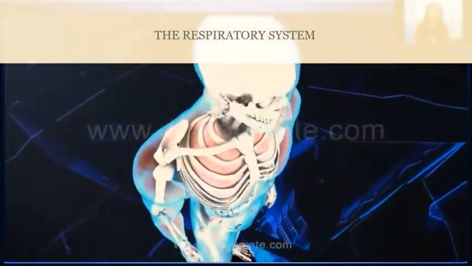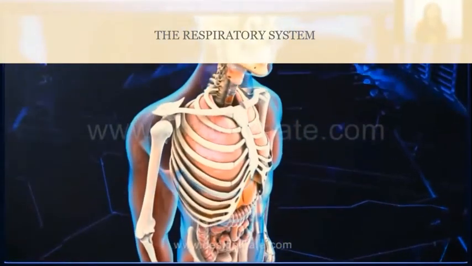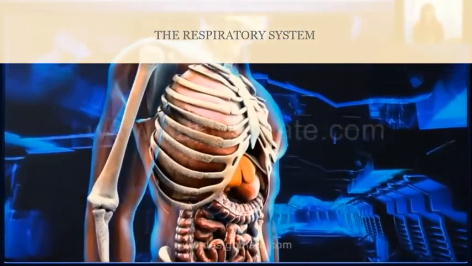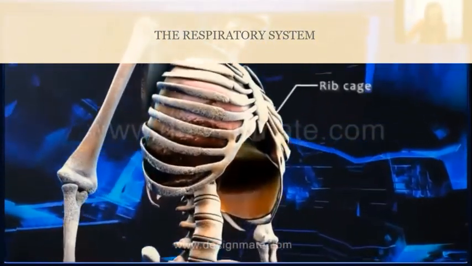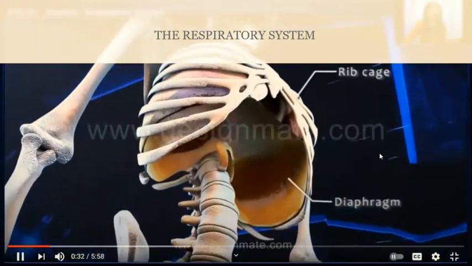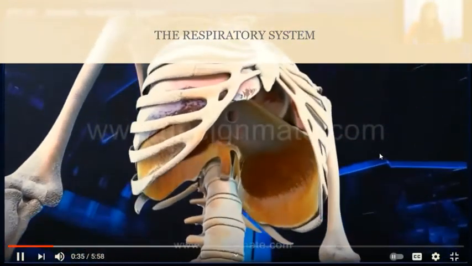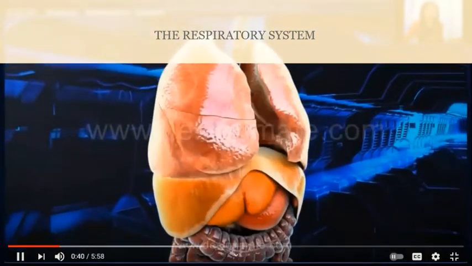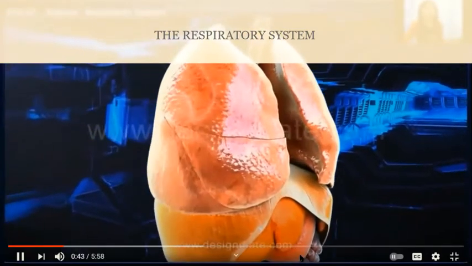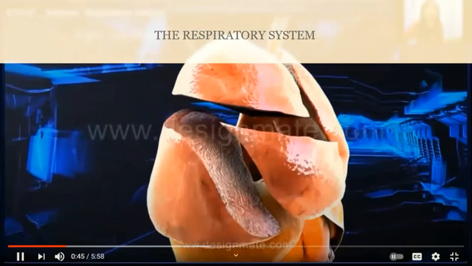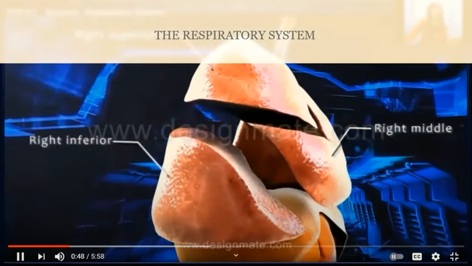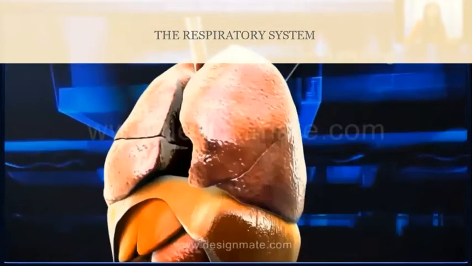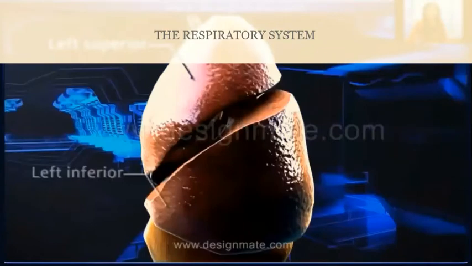in humans, the main organs responsible for respiration are present in the thoracic cavity. In the thorax region, the rib cage and a dome-shaped fibrous tissue, known as the diaphragm, are observed. Present within the rib cage are the pleural membranes, which enclose the lungs. The right lung is divided into 3 lobes: the right superior, right middle, and the right inferior lobe. The left lung is smaller and has only 2 lobes, the left superior and the left inferior lobe.